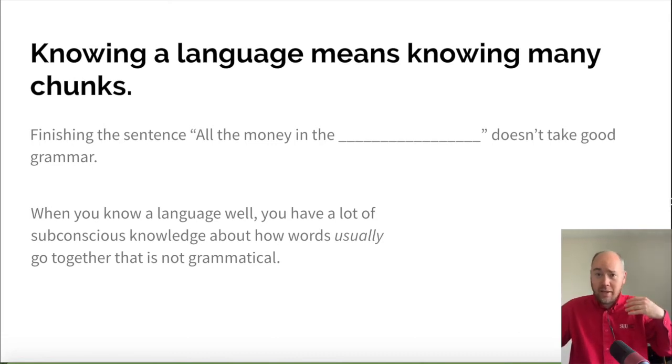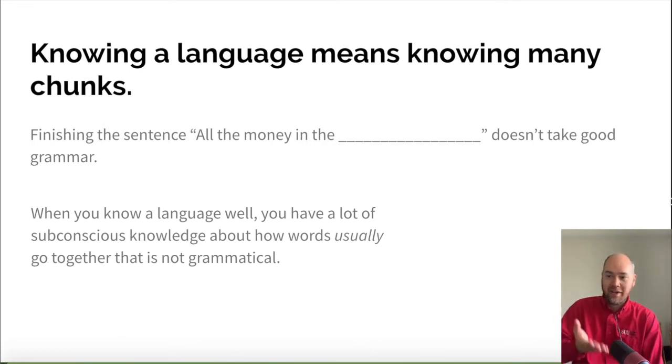Or if you hear a lot of English, you definitely have it. So finishing a phrase like "all the money in the..." doesn't require good grammar. Grammar can tell you you need a noun there, but it doesn't tell you which noun you need. And if you know a lot of chunks, if you've had a lot of experience listening to and reading English, you will know that that word should be "world": all the money in the world. But it's not a matter of grammar, right? You've just heard that before, okay?